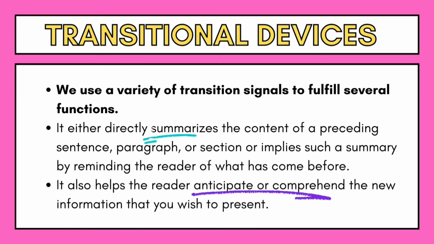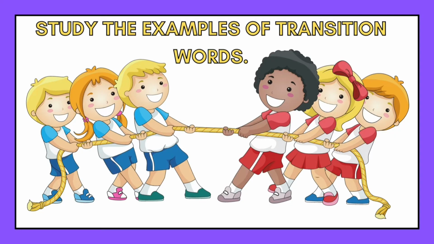We use a variety of transition signals to fulfill several functions. An example is it either directly summarizes the content of a preceding sentence or the earlier sentence, paragraph, or section, or implies such a summary by reminding the reader of what has come before. It also helps the reader anticipate or comprehend the new information. Study the examples of transition words and phrases.